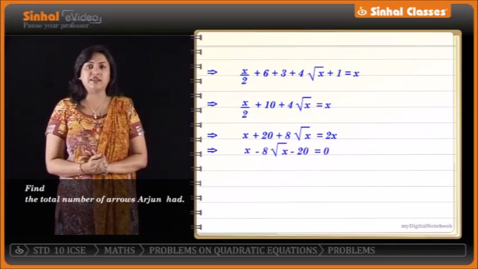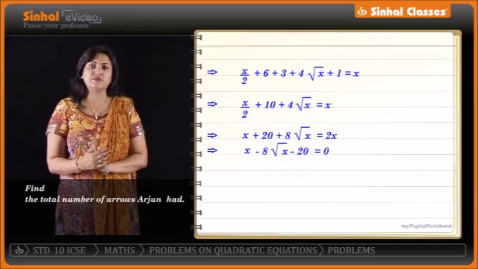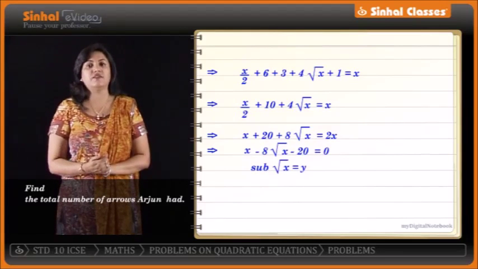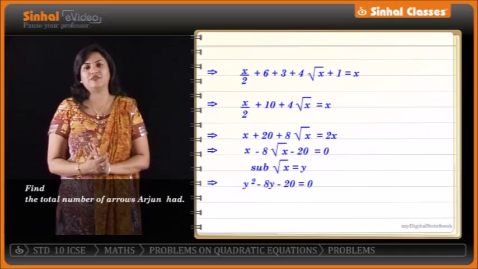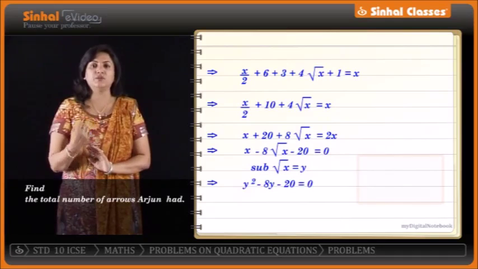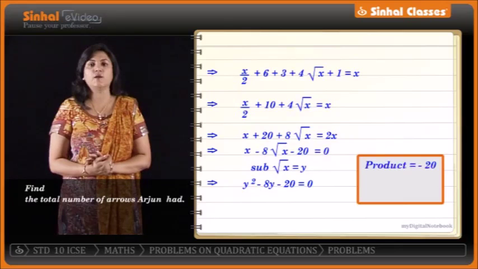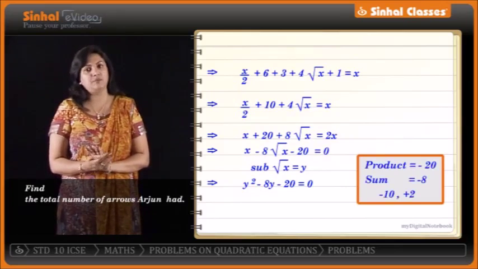Now we want a quadratic equation, but we are having root x. We substitute that as y. That is, substitute root x is equal to y. So x is equal to y square. So the equation becomes y square minus 8y minus 20 is equal to 0. Now we have the quadratic equation. We want two numbers whose product is minus 20 and sum is minus 8. So let the numbers be minus 10 and plus 2.